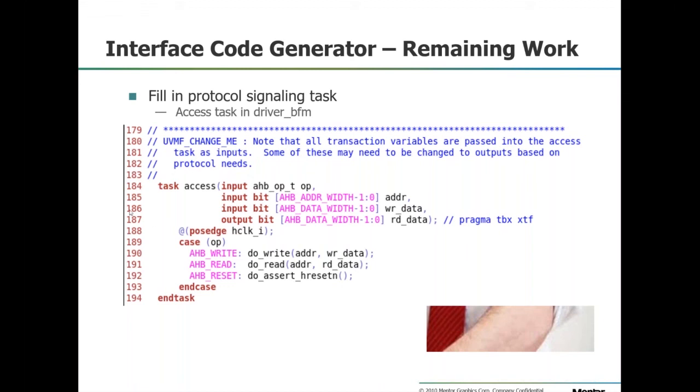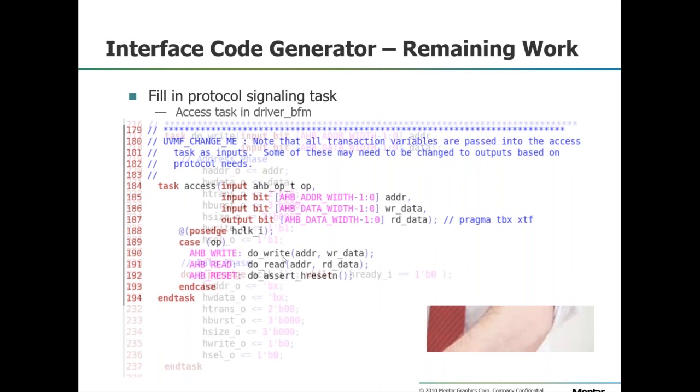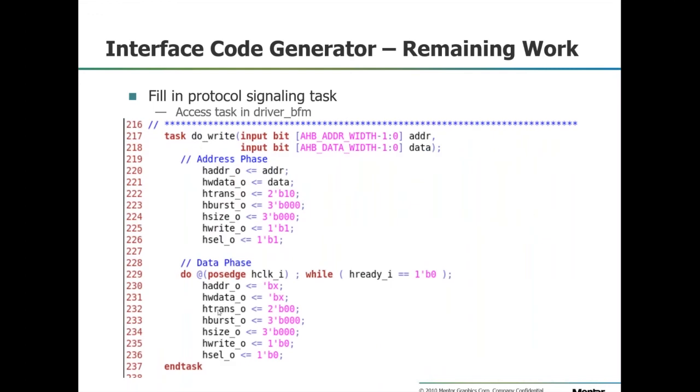It had a generic access task that it stuck in there, and so what I do is I go change that to a do read and a do write task. So when I get this operation, I do a read. When I get this operation, I do a write. When I do a write, what do I do? Well, I set these values.